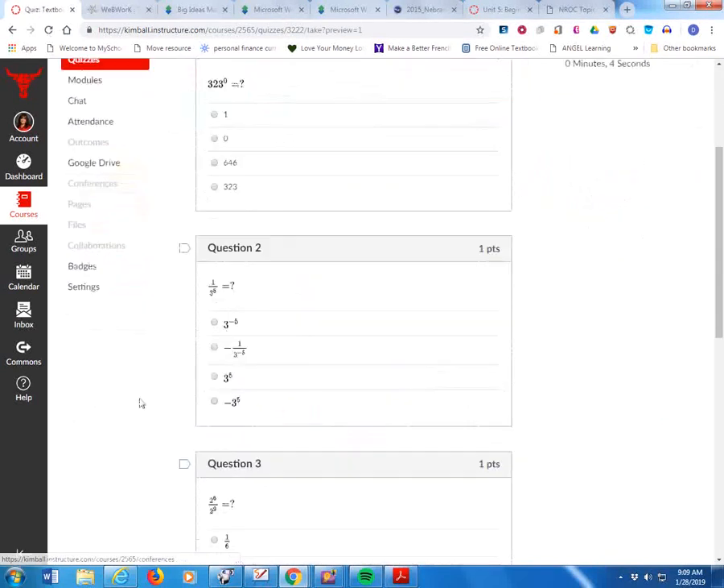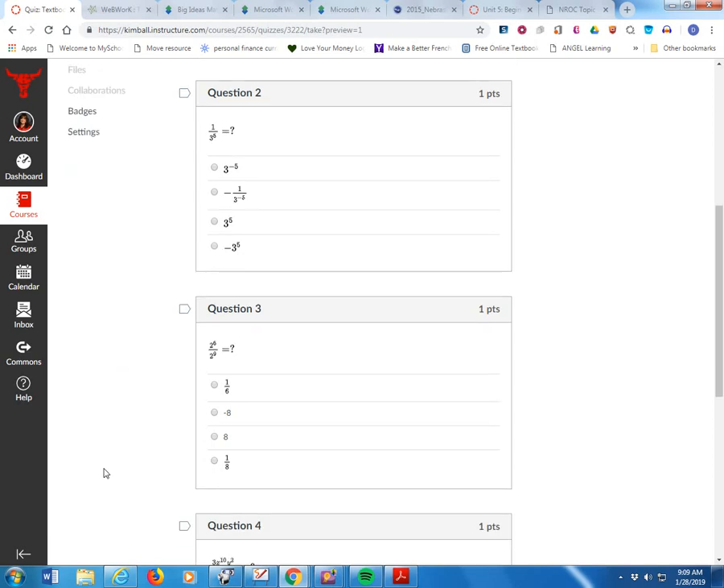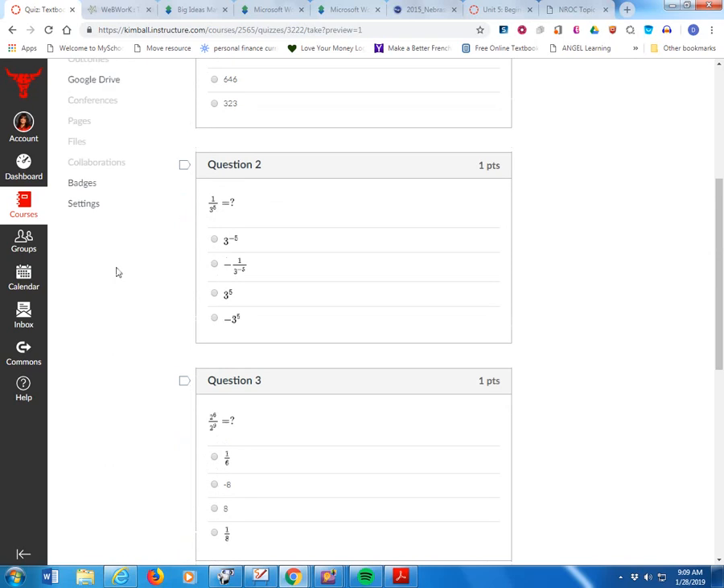Okay, 323 to the 0 is what? 1. 1 over 3 to the 5th is 3 to the -5th. You just flip it. Wait, I thought it was negative. No, you don't make it negative. If you're going to flip it to the numerator, you just make the exponent negative. Can you flip it if it's not negative? Yeah. 1 over 3 to the 5th is 3 to the -5th. Oh, okay. Yeah, okay.